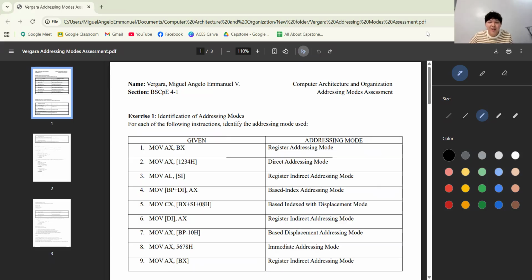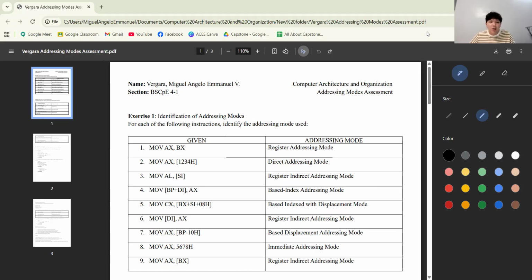Good day, everyone. Today, I am going to discuss and explain our addressing modes assessment in computer architecture and organization. For exercise number 1, identification of addressing modes. For our given, for number 1, we have MOV AX, BX. The addressing mode used here is register addressing mode, since the register is the source of an operand, that is why it is considered as a register addressing mode.